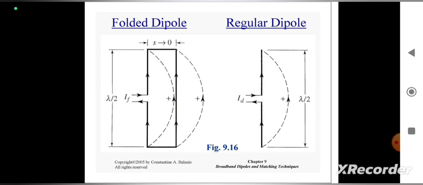Both are half of the wavelength, that is lambda by 2. But in this folded dipole antenna, when we apply the current, we get two types of radiation. That is, one conductor produces one radiation and the other conductor produces another radiation. But a regular dipole has only one radiation, since the current is applied at the center of the dipole. It gets only one radiation. This is the basic difference between folded dipole and regular dipole.